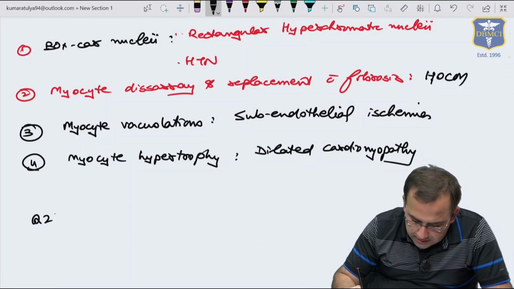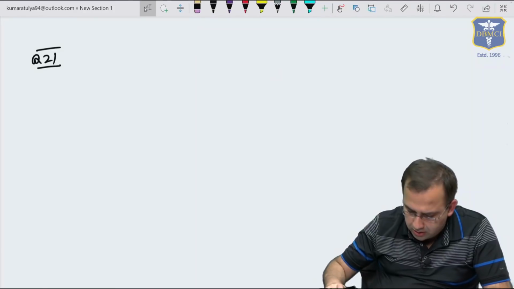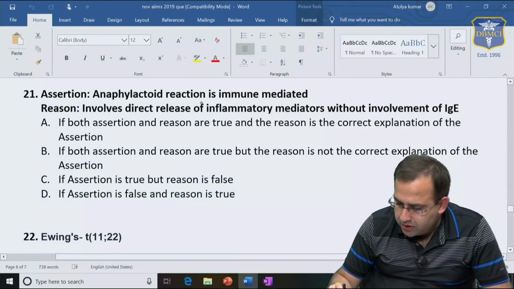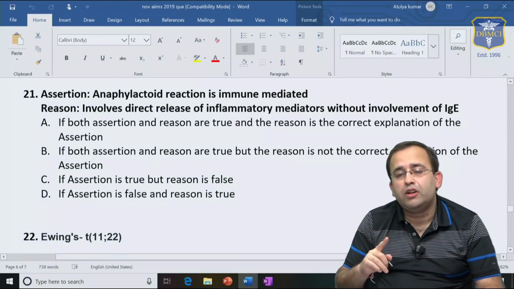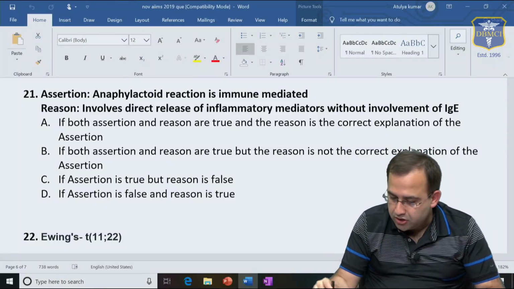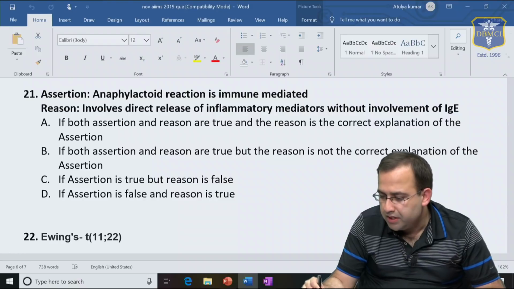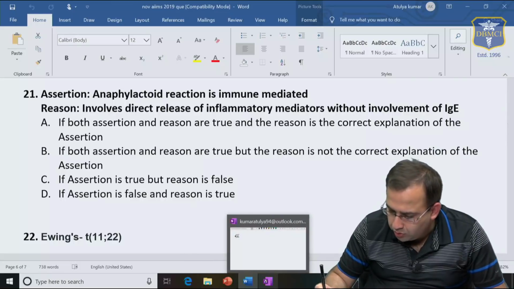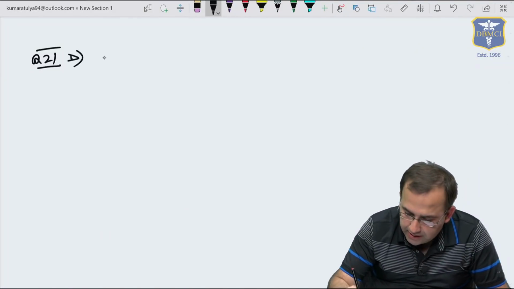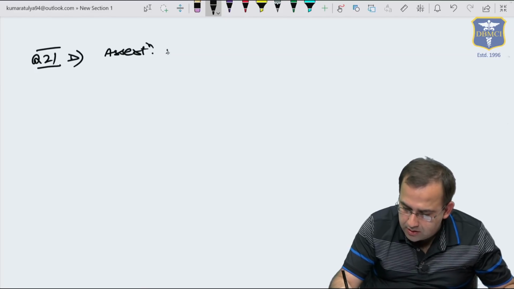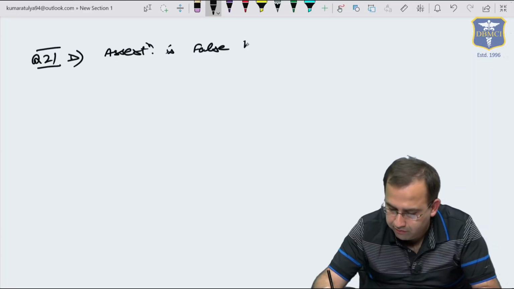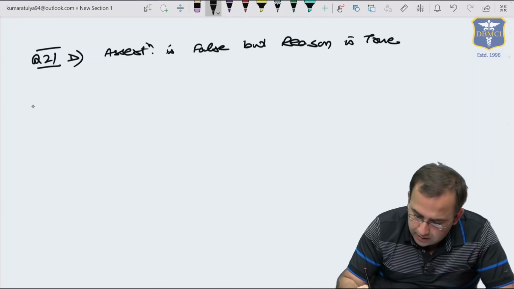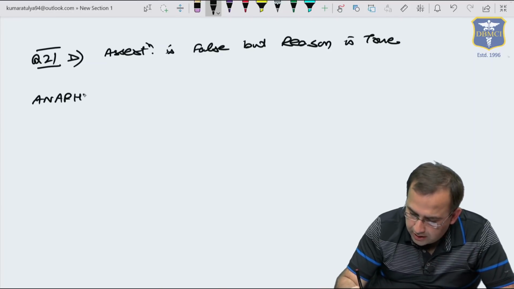Next, this gets us to question 21. Anaphylactoid reaction is immune mediated. False. Anaphylactoid reaction is not immune mediated. Assertion is false. Next, involves direct release of inflammatory mediators without involvement of IgE. True. So question 21, the answer is D, that is assertion is false, but reason is true. And let us have a look at anaphylactoid reaction.